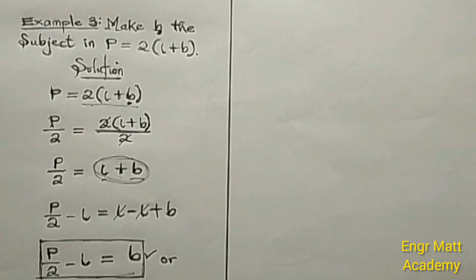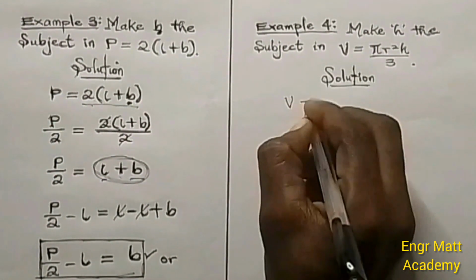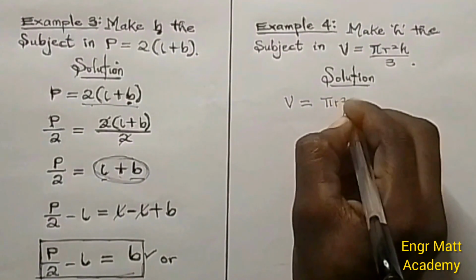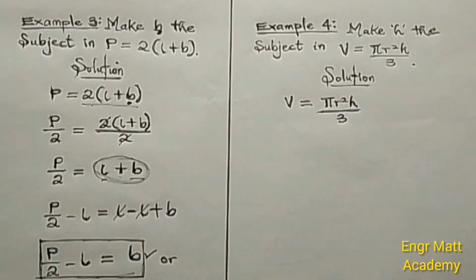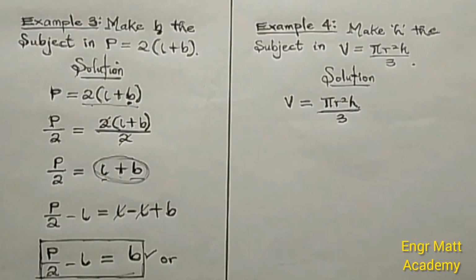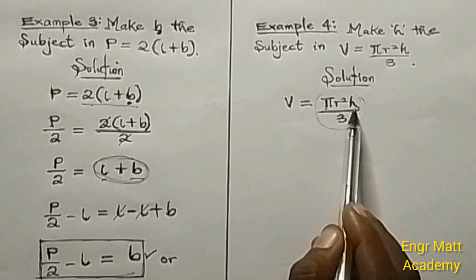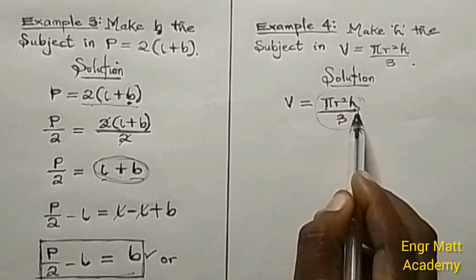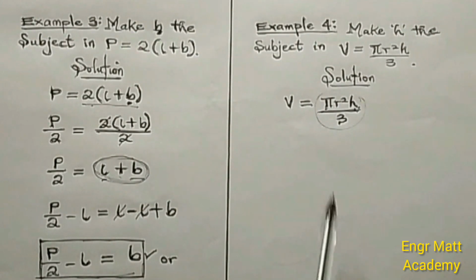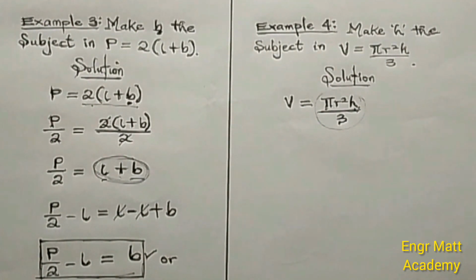Let us consider one more example. In example 4, we have V equals pi r squared h all over 3. And our task is to make h the subject of this formula. So what do we do? We ask ourselves, what operations brought all of these together? All of these at the top were multiplied and everything at the top was divided by 3. So we start by reversing the division. Why? Because everything at the top was divided by 3. So we multiply both sides by 3.